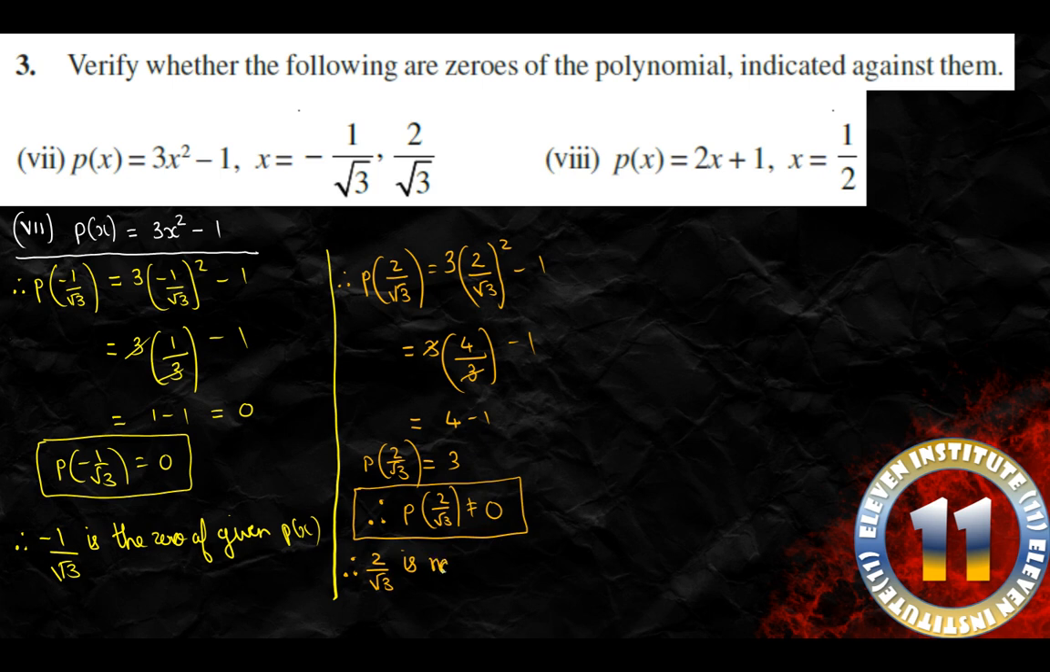is not a 0 of given polynomial with variable x. I hope you don't have any doubt in this. One of the numbers is 0 of the given polynomial. Another number is not a 0 of given polynomial. Right. So this was number 7. Now we will start with number 8.